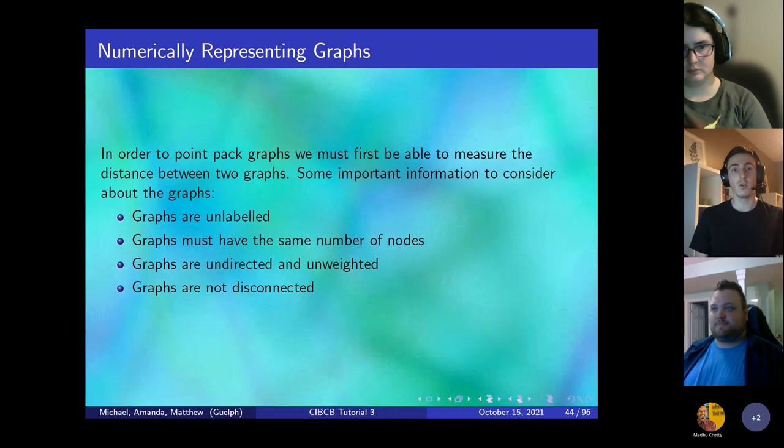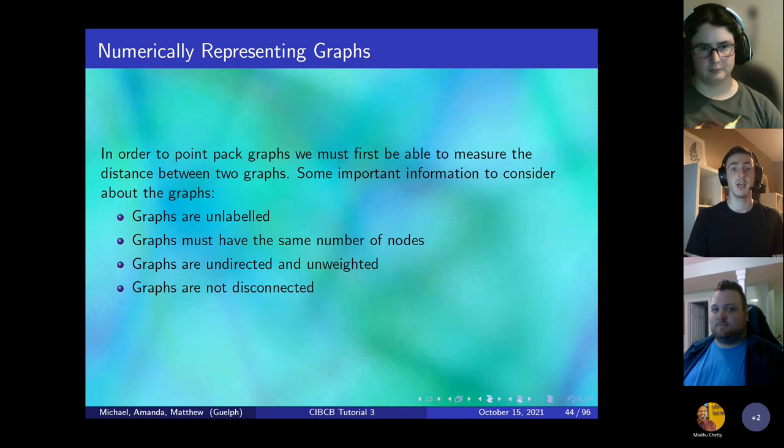In order to do that, first we have to better understand graph space. We have to determine some of the ways that we can numerically represent graphs such that we can determine how different they are. So in order to point pack these graphs, we first have to be able to measure the distance between two graphs.